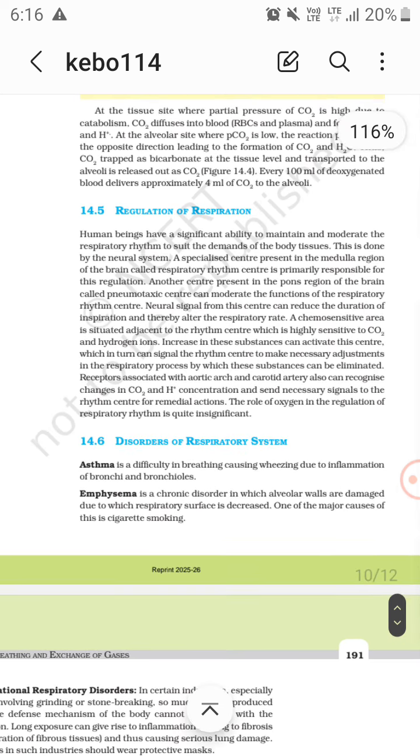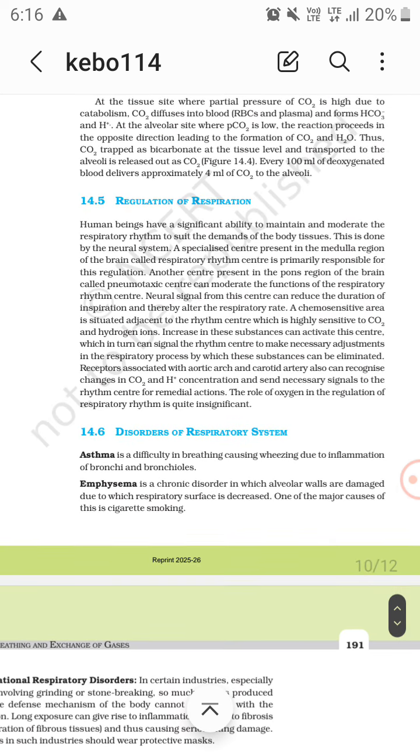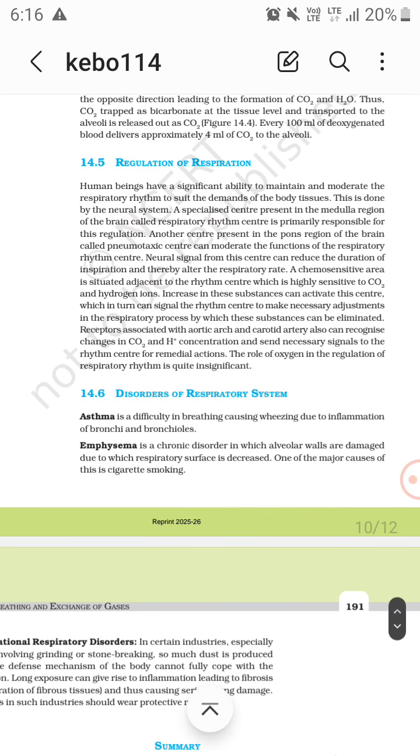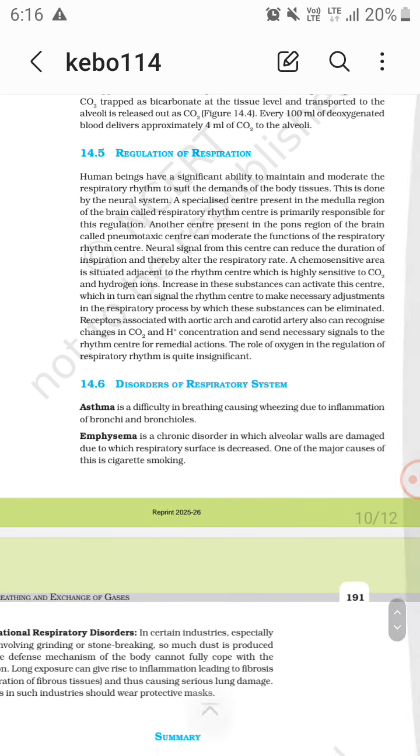Now, regulation of respiration. The respiratory rhythm center in the medulla oblongata is primarily responsible for this regulation. Another center in the pons region, the pneumotaxic center, can moderate the functions of the respiratory rhythm center. It can reduce the duration of inspiration and thereby alter the respiratory rate.